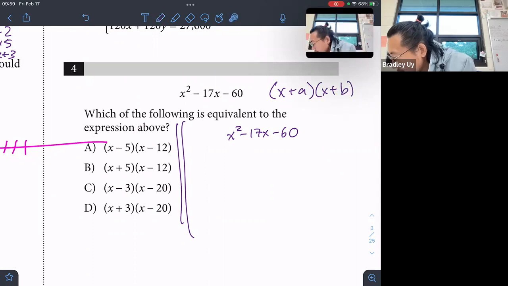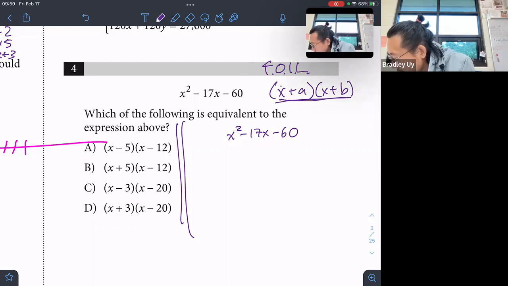FOIL, this process of FOIL, F-O-I-L. F stands for first, O is outside, I is inside, and L is last. So when you multiply a binomial, you will possibly get four terms, and you might need to combine at the end, but we're going to multiply the first.